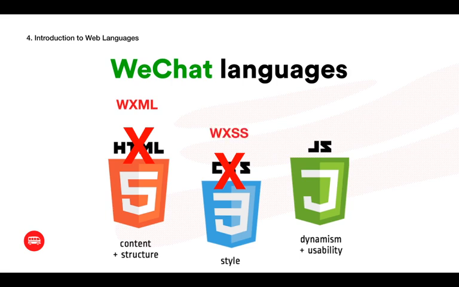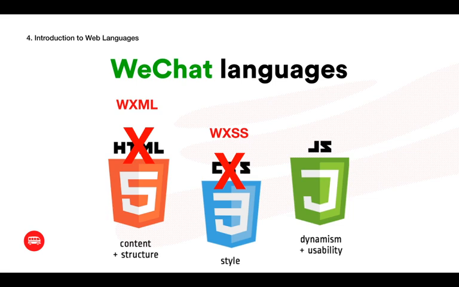So WeChat languages are a bit different, but not very different. Basically, what WeChat has done here is they've taken HTML and created their own coding language called WXML, which is Weixin Markup Language. So instead of HyperText Markup Language, it's Weixin Markup Language. But the differences between WXML and HTML are very few, all right? So if you've ever done HTML before, then WXML is going to be very easy to jump into.